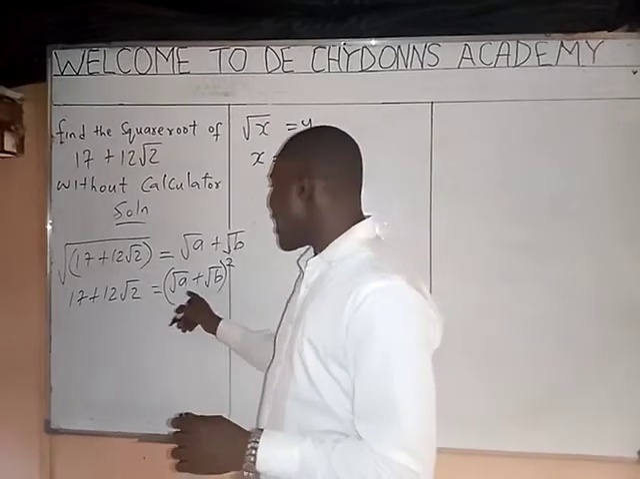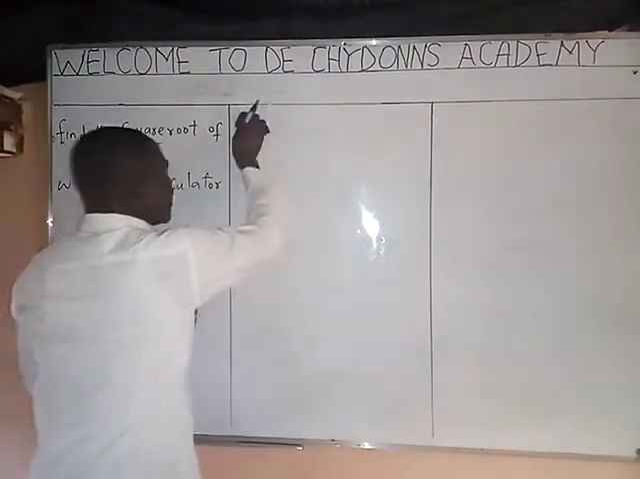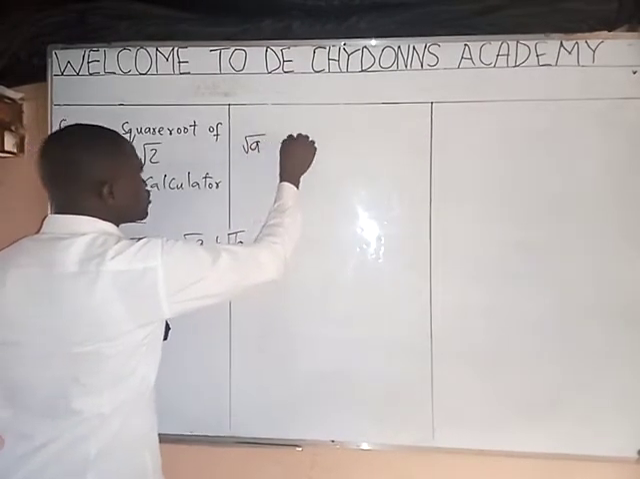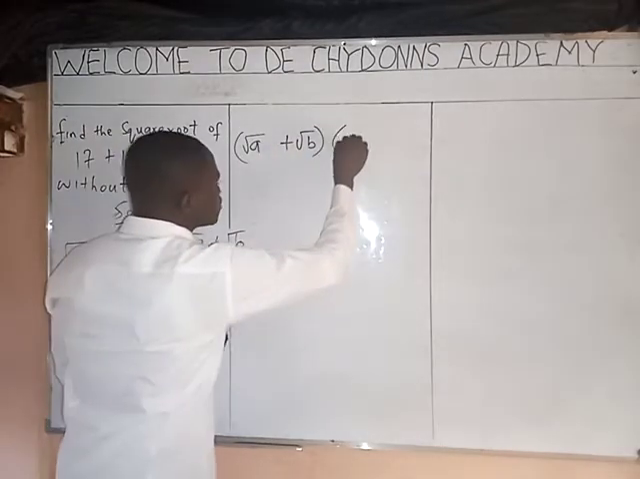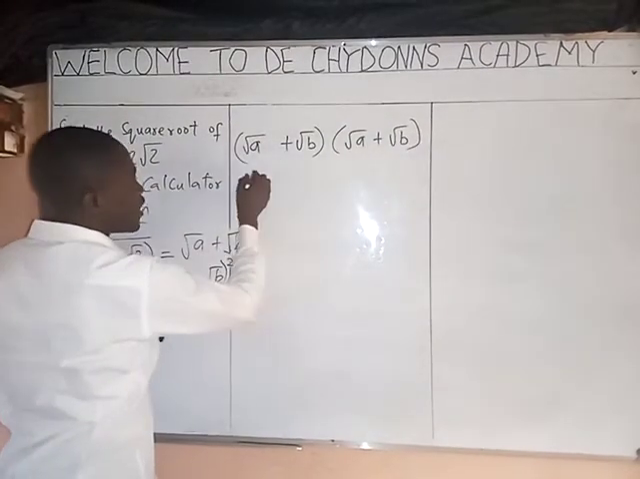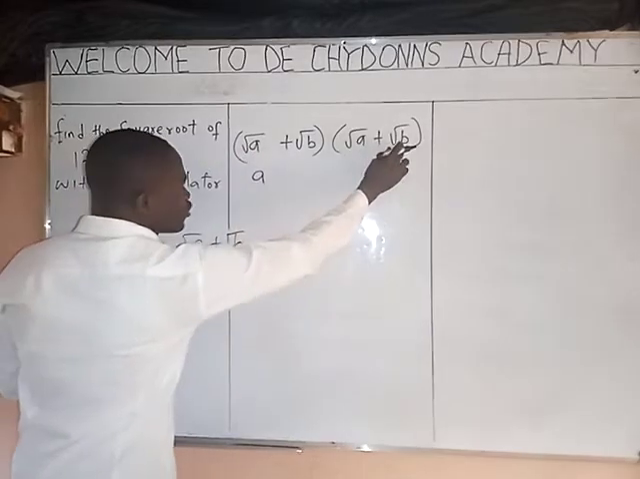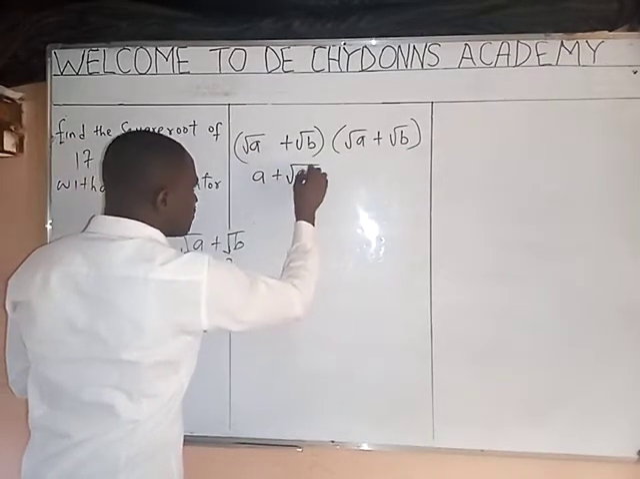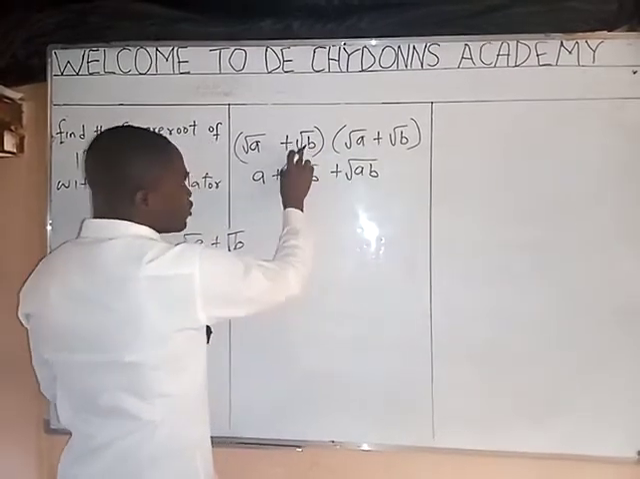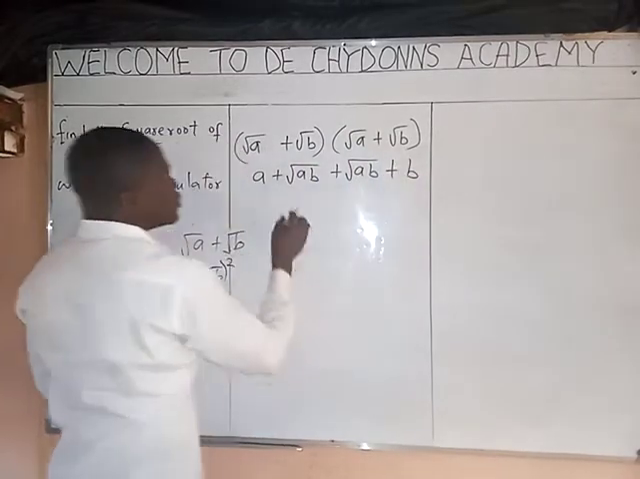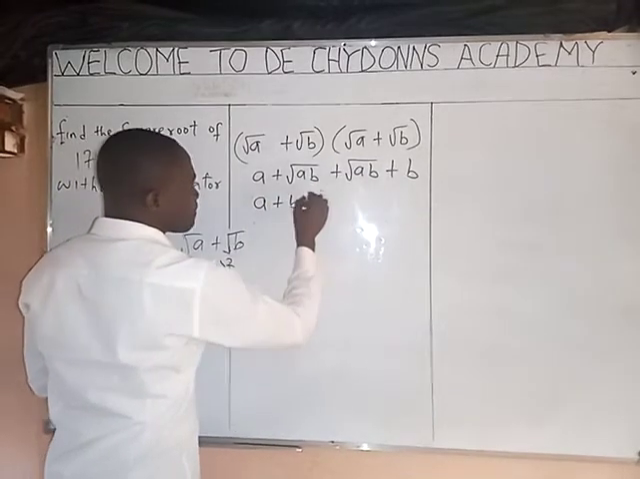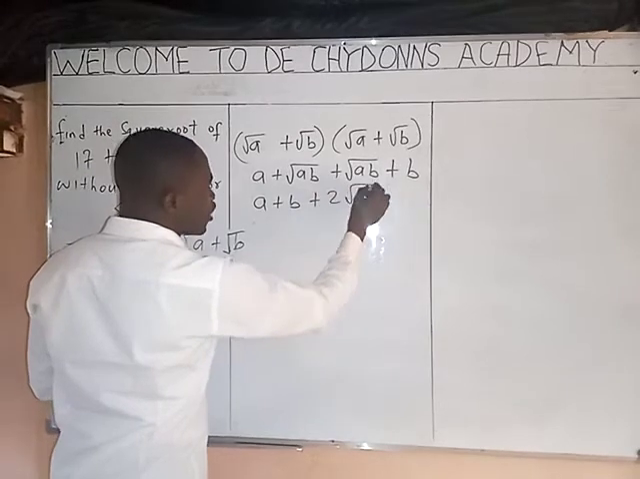Then, how do we expand this? To expand, we have (√A + √B)(√A + √B). We are expanding. Square root of A times square root of A, you have A. Square root of A times square root of B, you have √AB. Square root of B times square root of A, you have √AB. Square root of B times square root of B, you have only B. So collecting like terms, you'll have A plus B plus, these are the same, 2√AB.